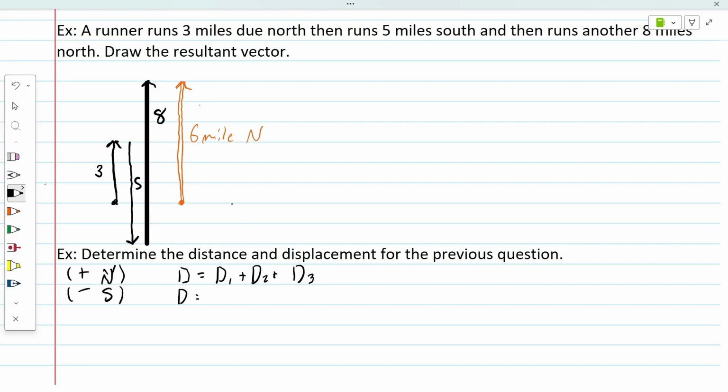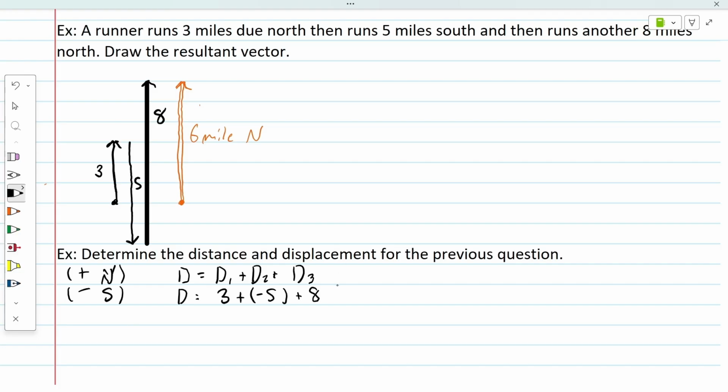So first is 3 miles north. We can draw in the 3 miles here, and it's a positive 3 because it's going up, it's going north. And then it goes 5 miles south, so we're still adding this variable here, but it's going in the negative direction because it's south, so we can say -5. And then the last part is going another 8 miles north, so we can use a +8.